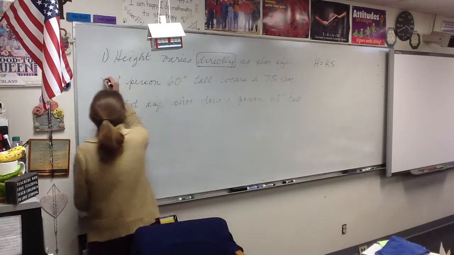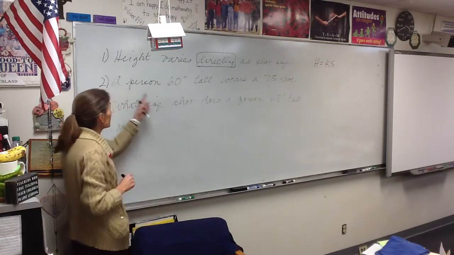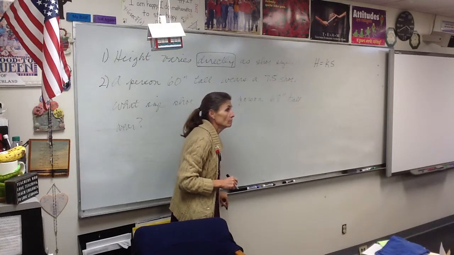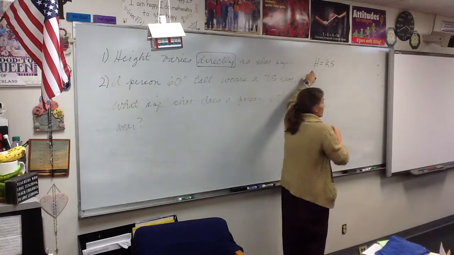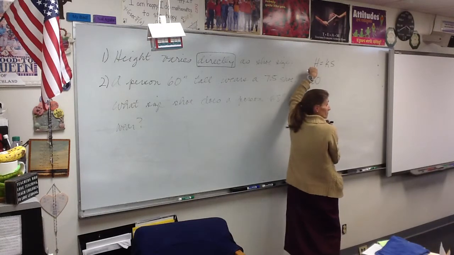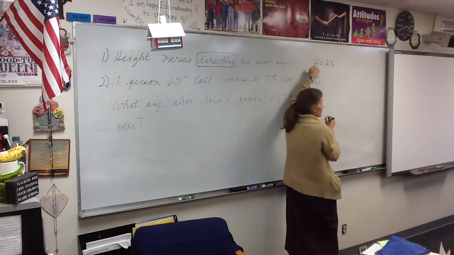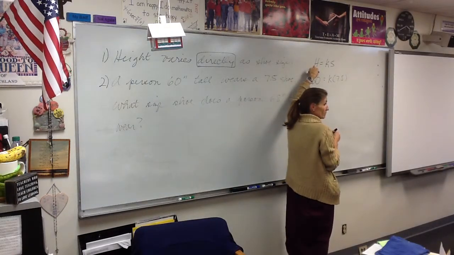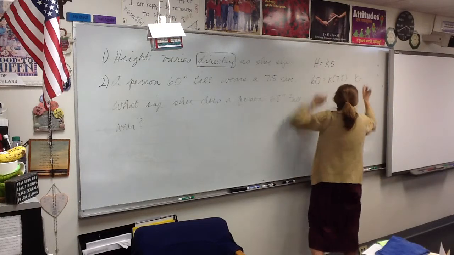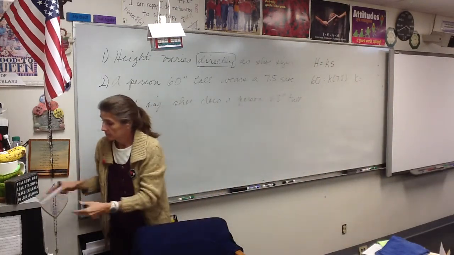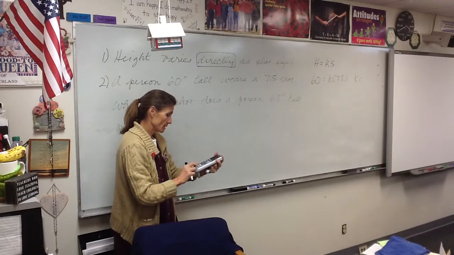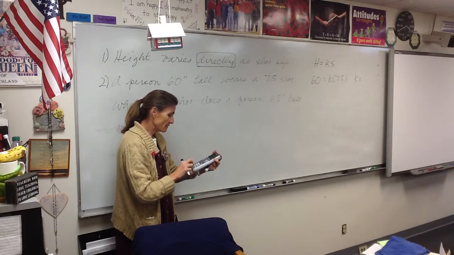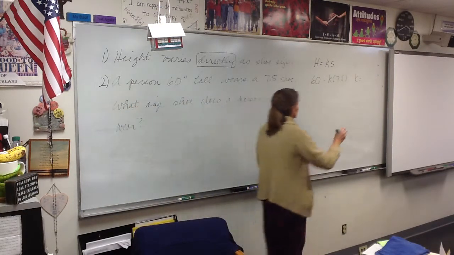All right, let's look at number 2. If you are 60 inches tall, you wear a 7.5 shoe. So what does that say? 60 tall equals K times 7.5. So K equals 60 divided by 7.5, 8.